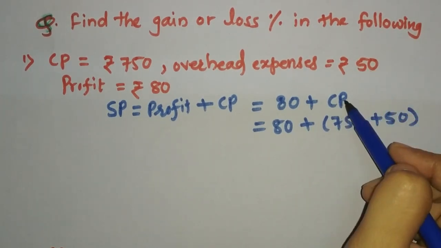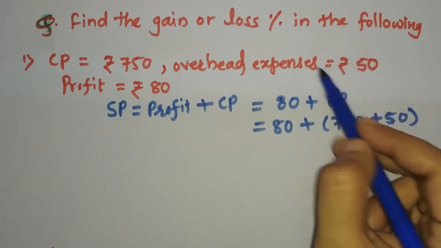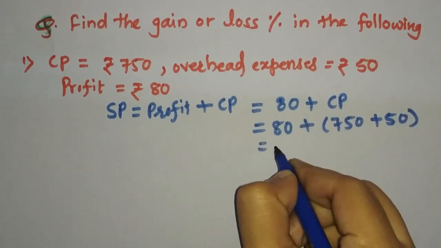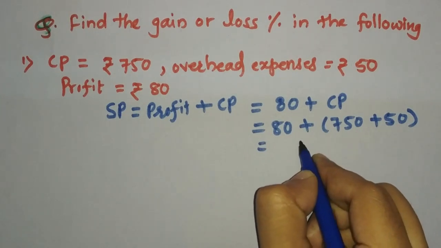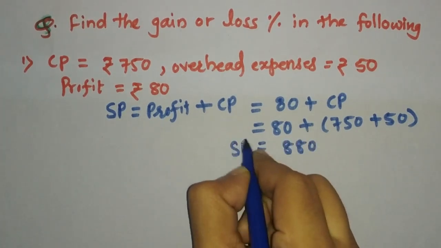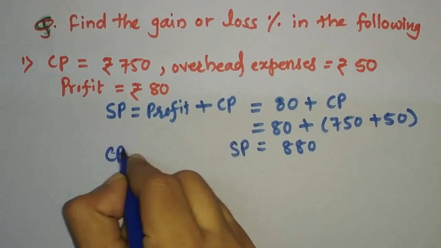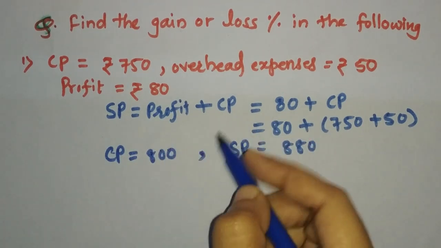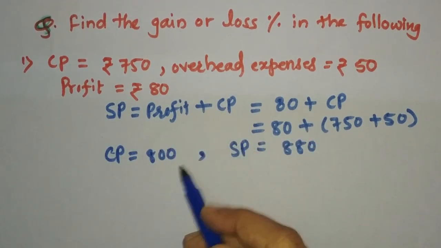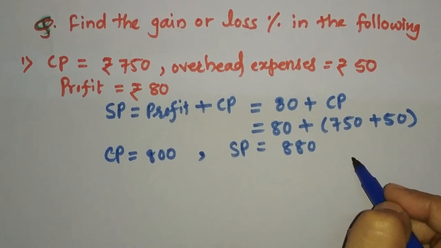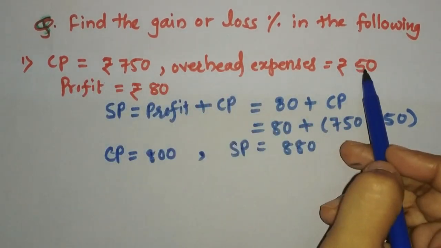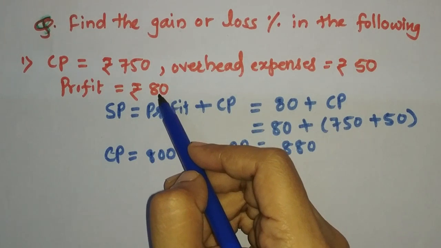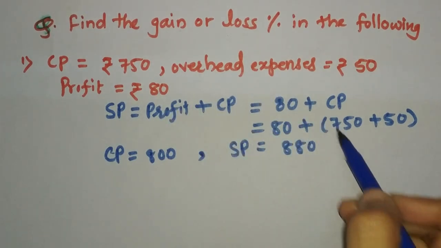Remember here friends, cost price is inclusive of the overhead expenses. So we'll add this 50 rupees in the cost price only. After adding all this, 80 plus 750 plus 50, we'll get rupees 880. This is our SP. And we are having CP as 800. So here now we get the two values, cost price as 800 and selling price as 880. Cost price was given as 750, we have added 50 to that, so we got 800, and in this 800 we add 80, so we come to know about the profit.